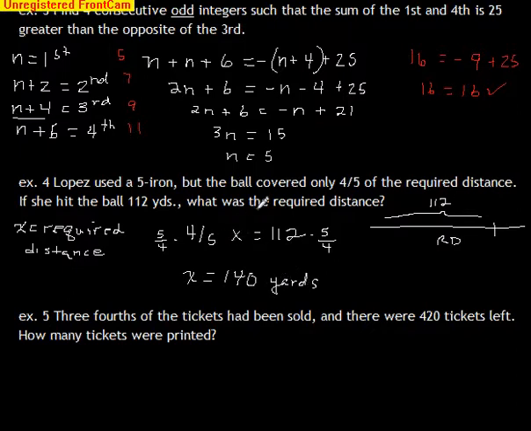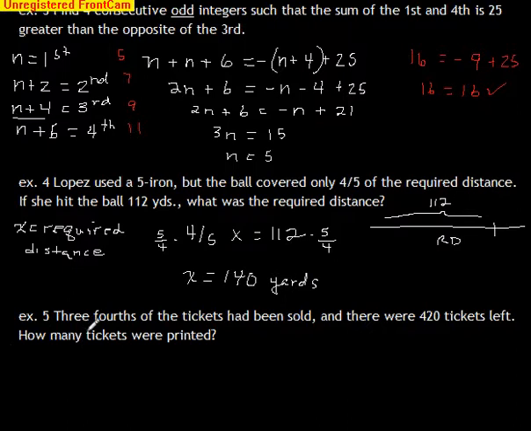So this one mainly is just using your common sense. What are you looking for? It says they hit the ball 4/5 the required distance, and they hit it 112. So that's how that's set up. Hopefully that all makes sense. If not, we'll go over some of these in class.